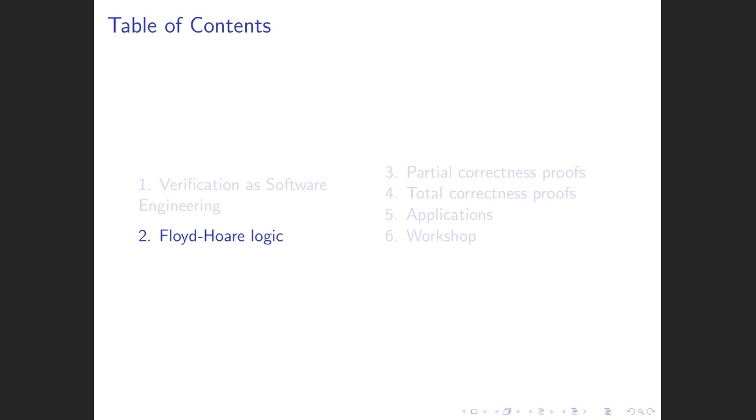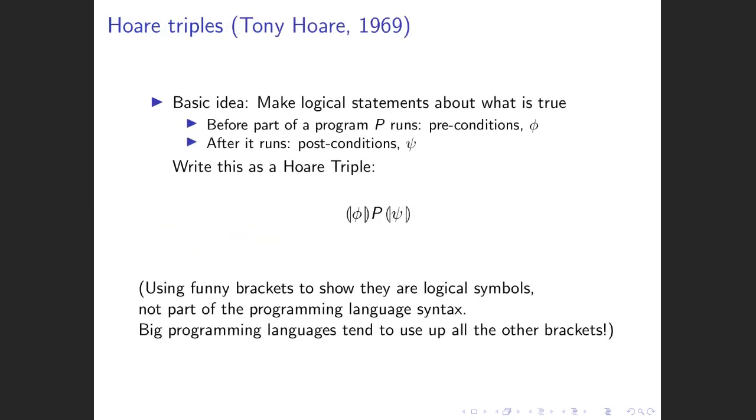Okay, that's the motivation. Let's take a look at how we might go about doing this. There are many approaches to verification. We're going to look at what is called Floyd-Hoare logic, which is the classic approach. Kind of originally suggested by Floyd before Hoare, and then Hoare created the modern version that we see here.